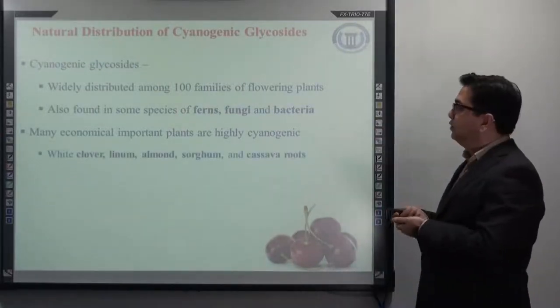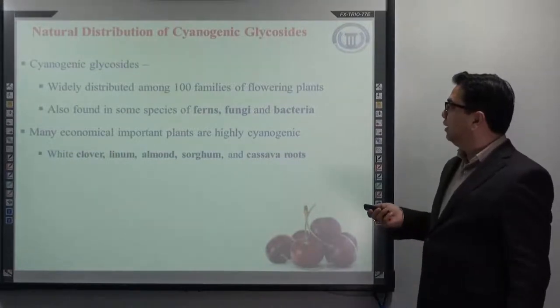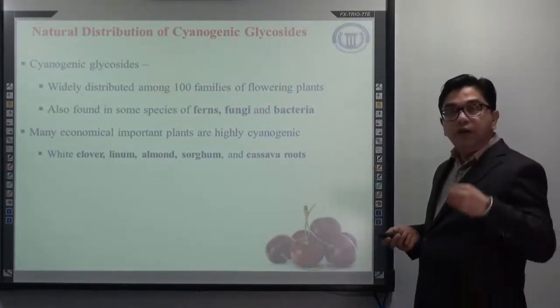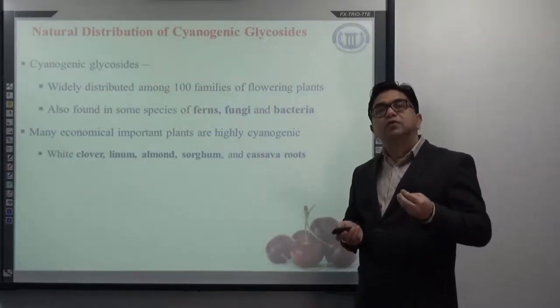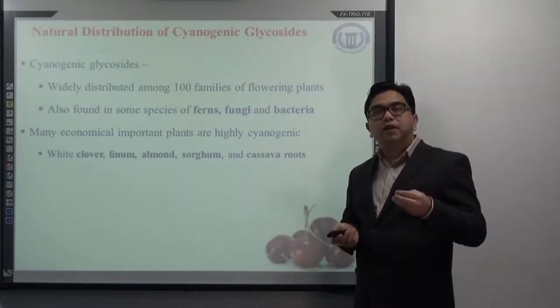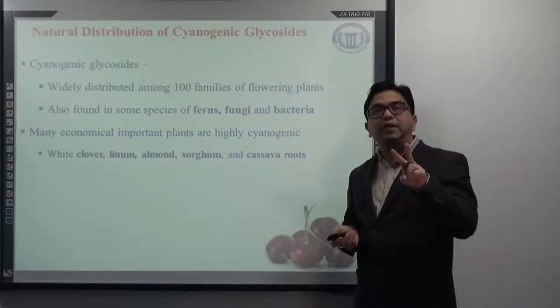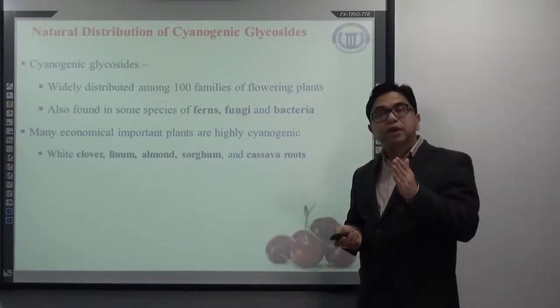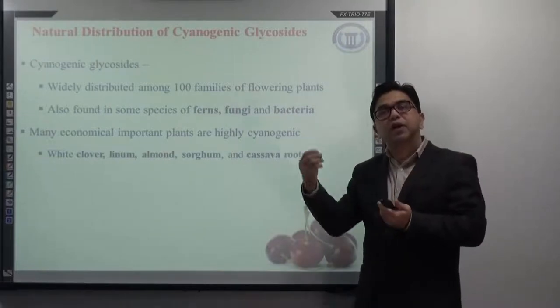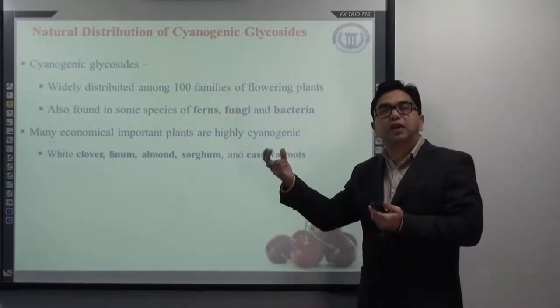And there are many economically important plants that are also highly cyanogenic in nature, containing cyanogenic glycoside. For example, white clover, linum, almond. When you talk about almond, especially the bitter almond, you might have noticed when you buy almonds that there are two varieties, sweet almond and bitter almond. The bitter almond's bitterness is mainly because of the presence of cyanogenic glycoside.